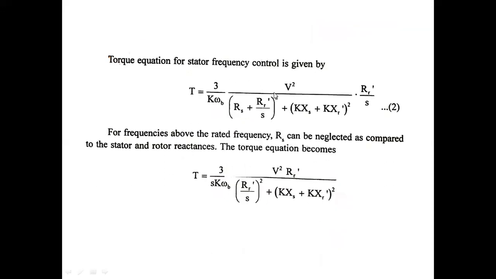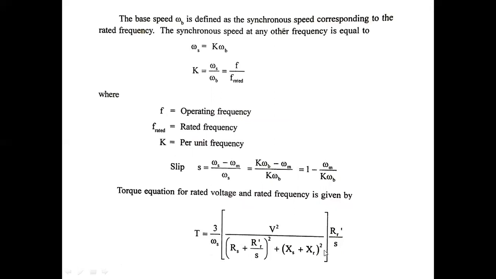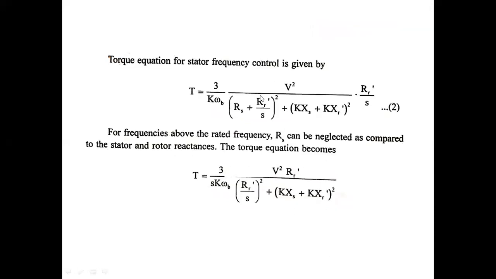Previously it was Xs plus Xr dash. Now, due to variable frequency, it becomes k into Xs, with k greater than 1 multiplied by this, plus k multiplied by Xr dash, and these two are added and squared. As compared to this term, Rs is neglected first, and later I will see the operation. As stated here, Rs can be neglected compared to the stator and rotor reactances, so the torque equation becomes like this.